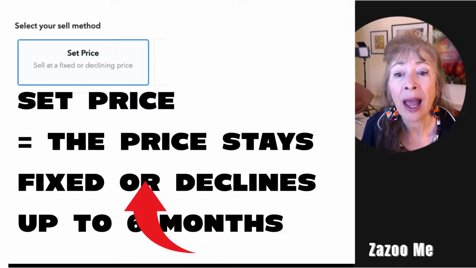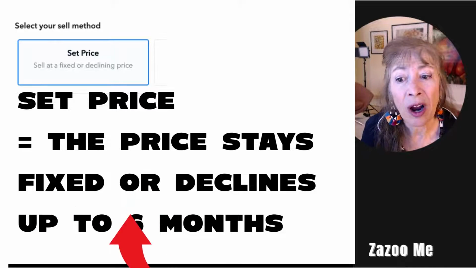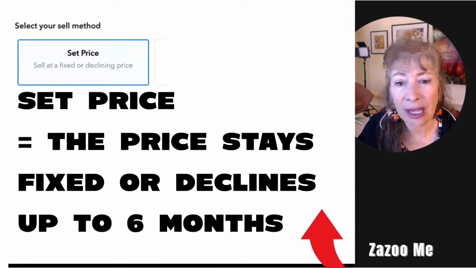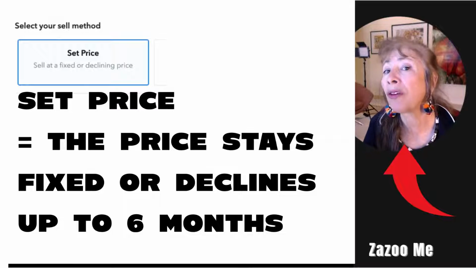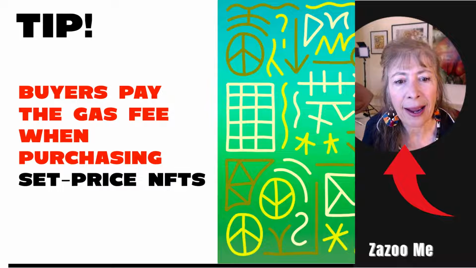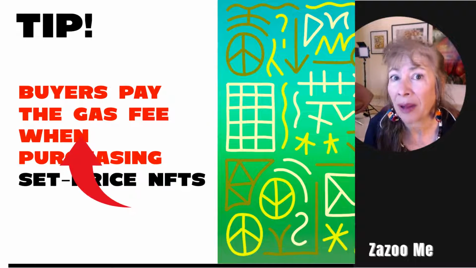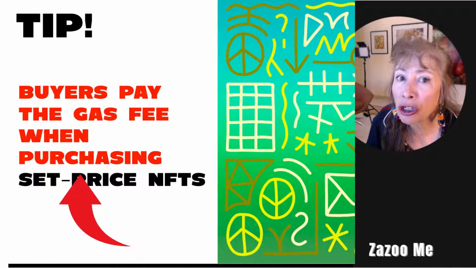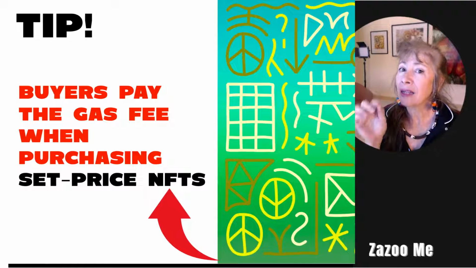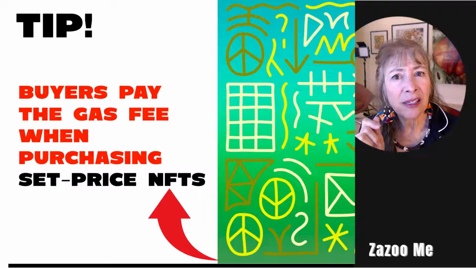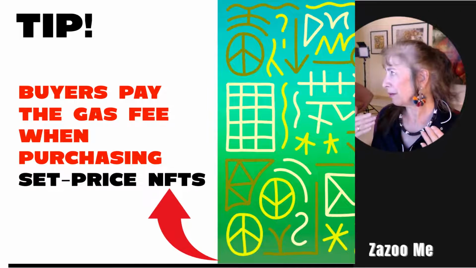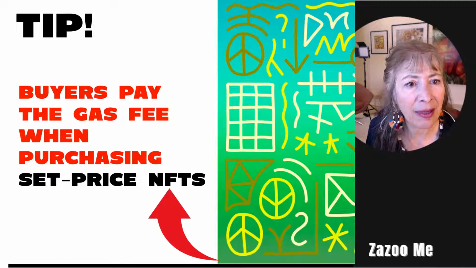You can set a price for up to 6 months. You can put an NFT up, set a price, and just leave it up there until somebody buys it, but only for a period of 6 months, and then you have to go in and redo everything. Buyers pay the gas fees when they purchase a set price NFT. This is kind of cool. The reason for this is because OpenSea doesn't have to do any work in the background. Do you understand what I mean by that?